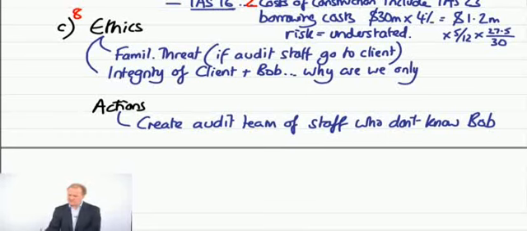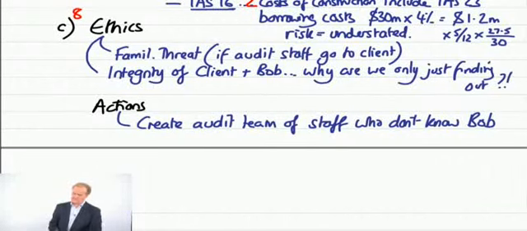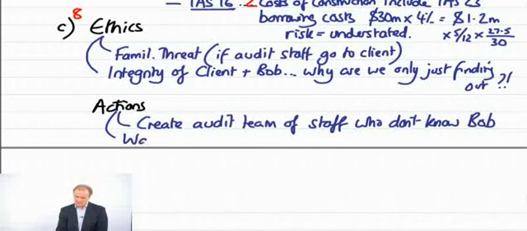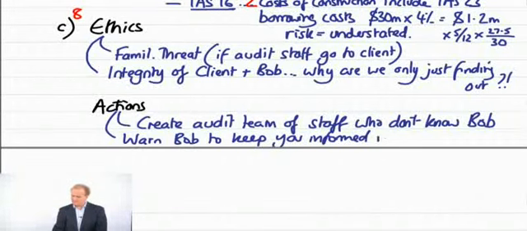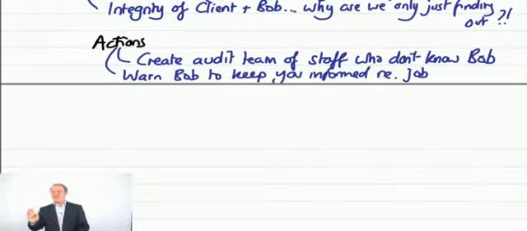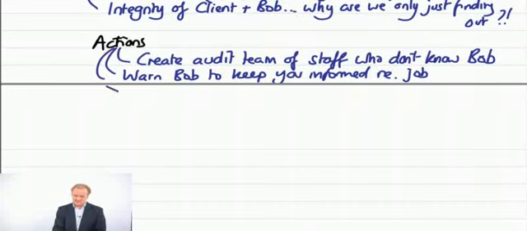Why are we only just finding this out? And if you've got issues with the integrity of one of your staff, you should warn Bob to keep you informed about what's going on. You must take him off any work involved with this client.